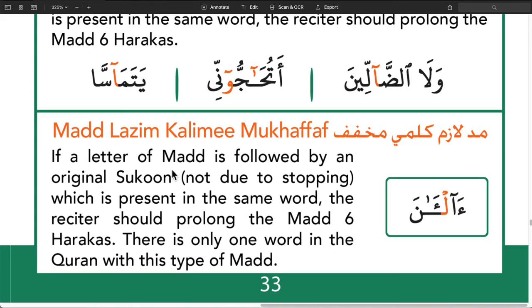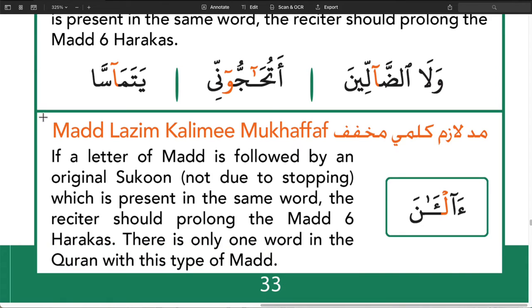Okay, if a letter of mad is followed by an original sukoon. So why this word original? Because it's not us that is placing, right? It is part of the word. It's not due to our stopping and changing the haraka, which is present in the same word. So the reciter should prolong the mad 6 haraka. There's only one word in the Quran with this type of mad.